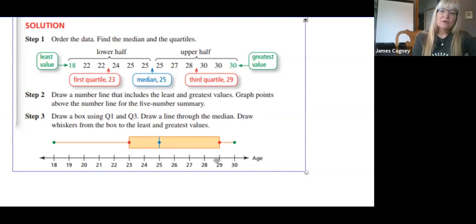Again, things that are important to do is put numbers on your number line, 5-number summary, and then draw it out from there. Notice what they did is they actually put dots for all the 5-number summaries, and then they just either left them as a dot for the tail over here, or they made a vertical line to make their box.